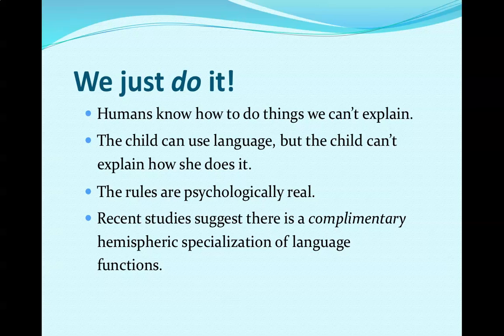We don't know how to do things, we just know we can do them. We can't necessarily explain it. For example, a child can use language, but a child can't explain how she does it. We don't think about how words form and flow. We just speak. The rules are psychologically real, but experts continue to study how and where the process occurs in the brain. Recent studies suggest there is a complementary hemispheric specialization of language functions, but evidence still holds that the two hemispheres may differ in their language functions.